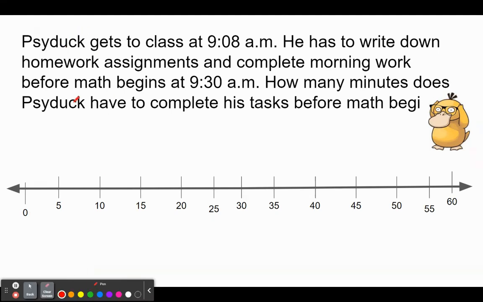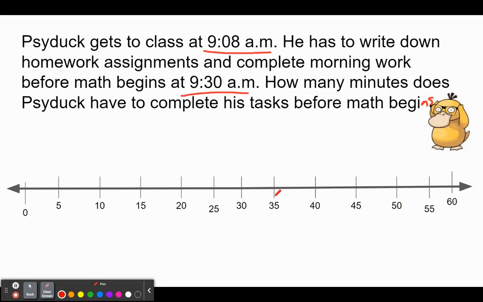So, Psyduck gets to class at 9:08 a.m. He has to write down homework assignments and complete morning work before math begins at 9:30 a.m. How many minutes does Psyduck have to complete his task before math begins? And he looks pretty stressed out, so let's go ahead and help out Psyduck.